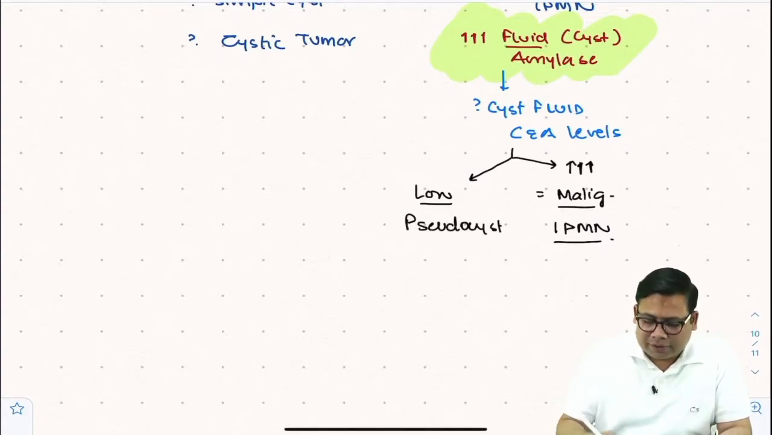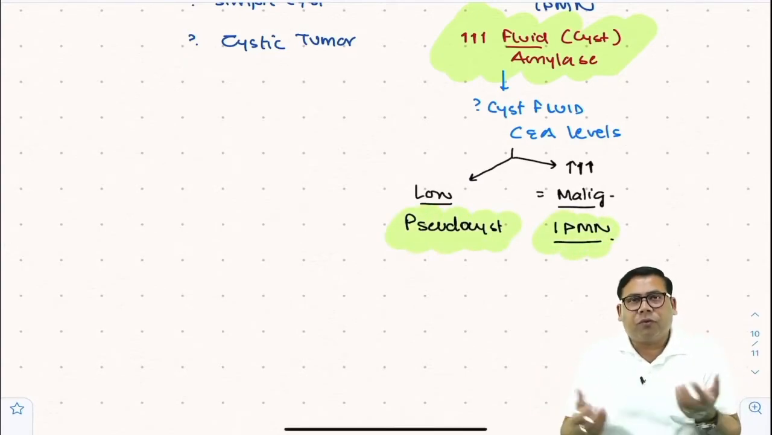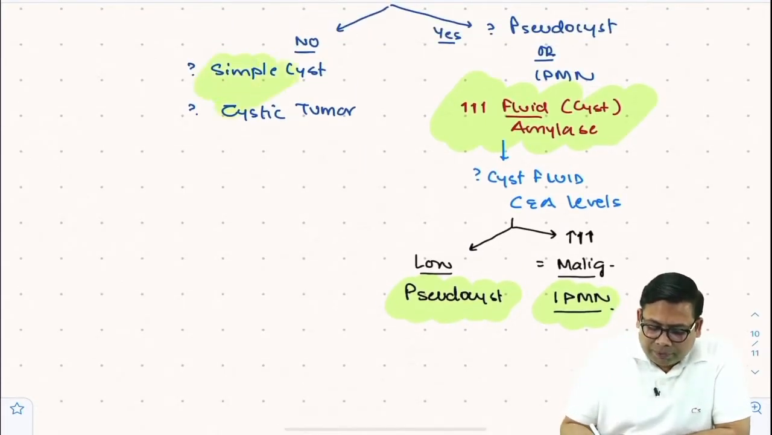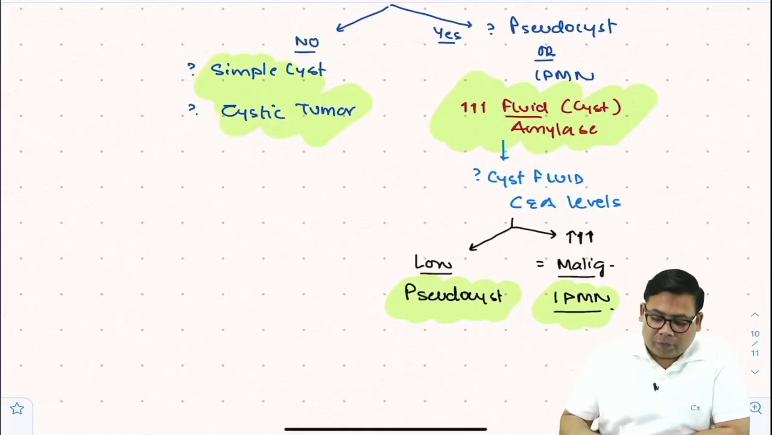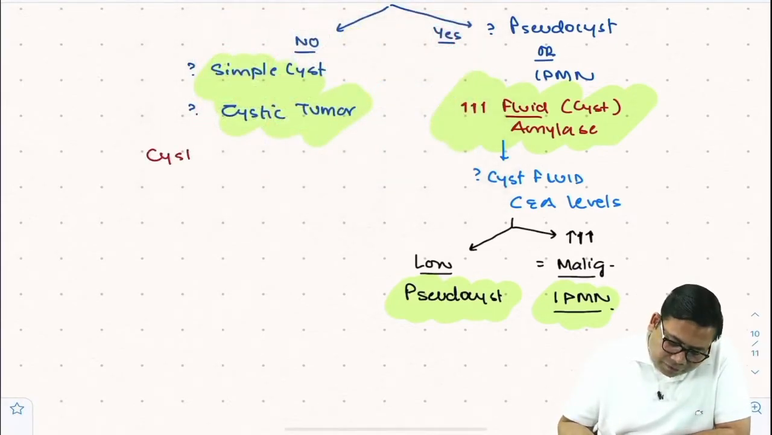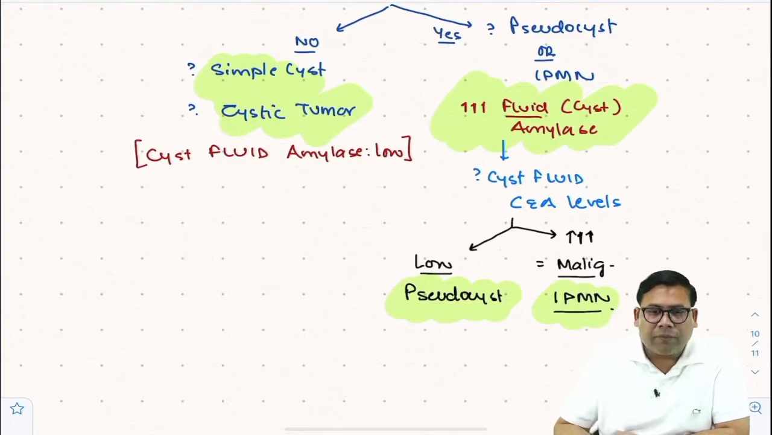So, I am giving you an algorithm. I do not want to make this a very detailed discussion. Just in a nutshell, I want to summarize this thing. Now, when we talk about the simple cyst versus tumor, before that you need to check it with what? The cyst fluid. Here the cyst fluid CEA levels we will see later, but cyst fluid amylase levels are always what, students? Low. And this is what is very important.